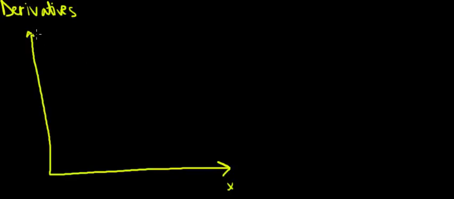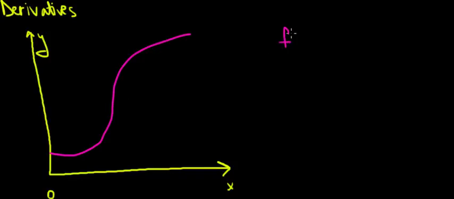X, Y. And let's say this would be the graph. Let's draw it something like that. So here and there. Okay, so first things first, what is the first order derivative? The first order derivative shows us the rate of change between y and x.